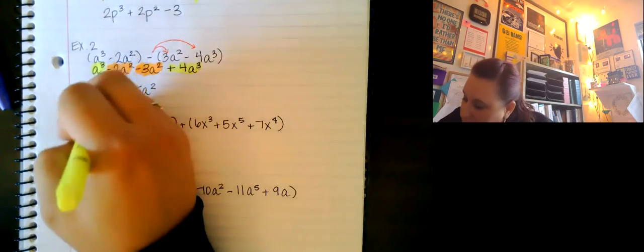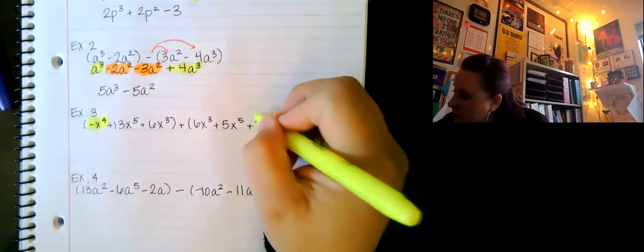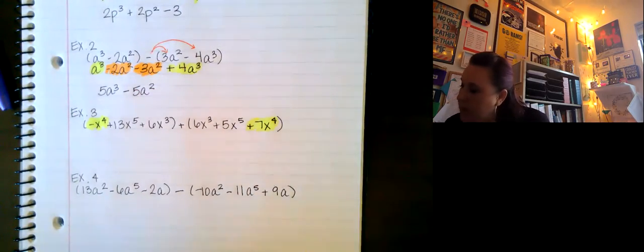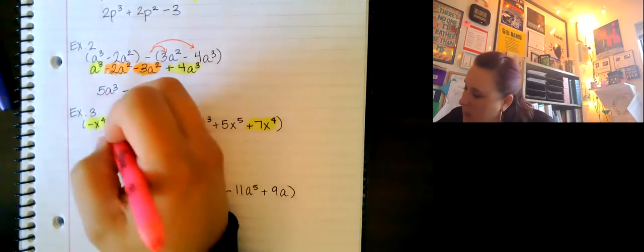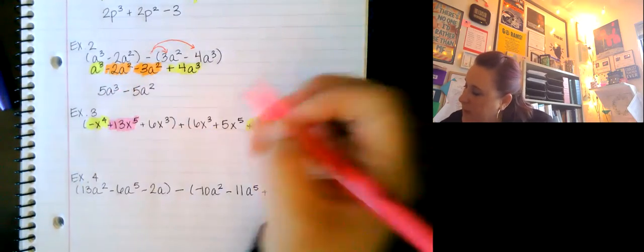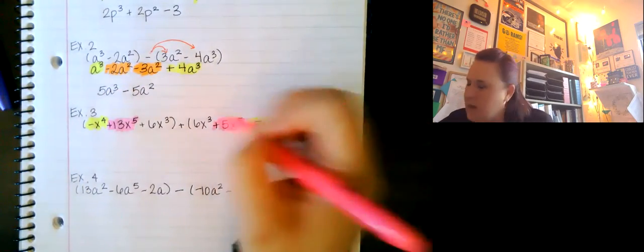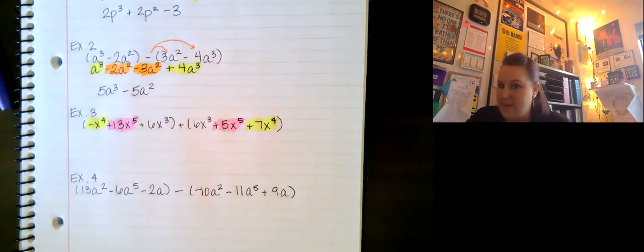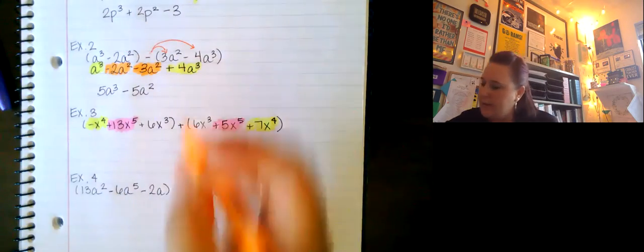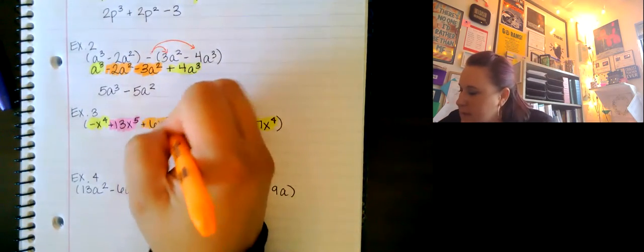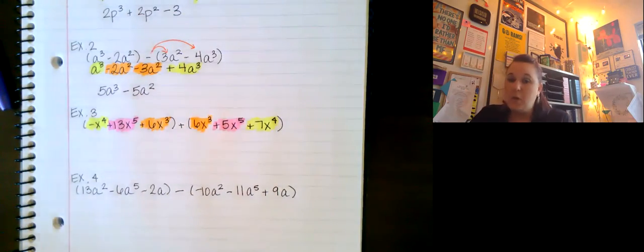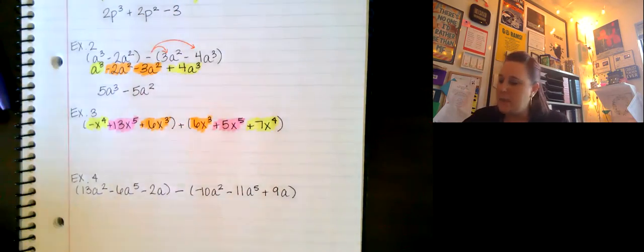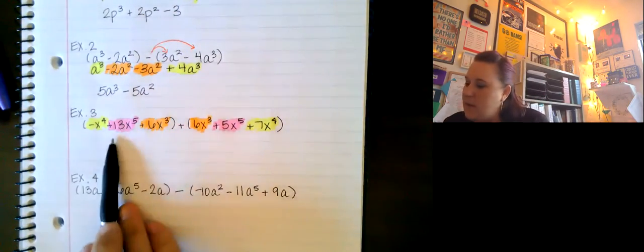Okay, so we're gonna beef it up a little bit, add some more terms, but same process counts, okay? This one's adding, so parentheses really don't matter, just look for your like terms here. So I have a negative x to the fourth and a plus 7x to the fourth. I have a plus 13x to the fifth and a 5x to the fifth. And then I have a plus 6x to the third and a plus 6x to the third as well. So again, let's talk about which one's our highest exponent. That would be the 5th.